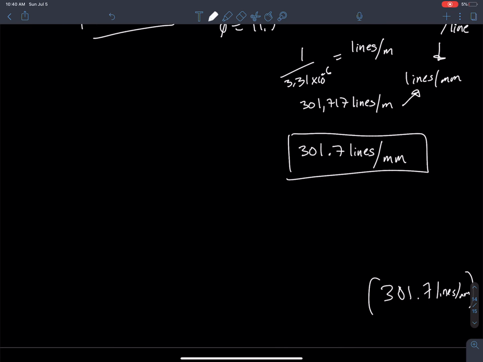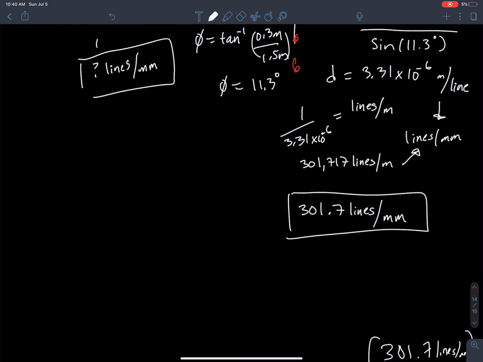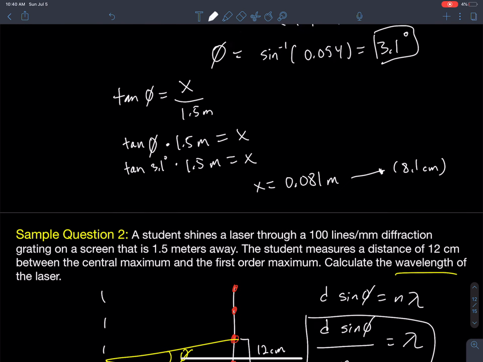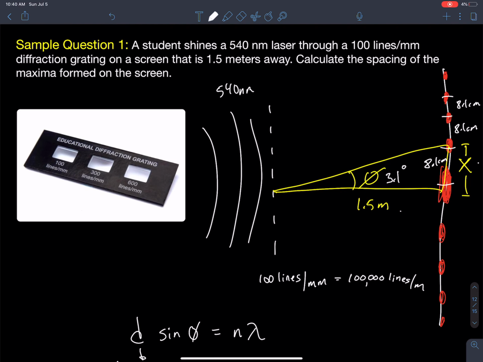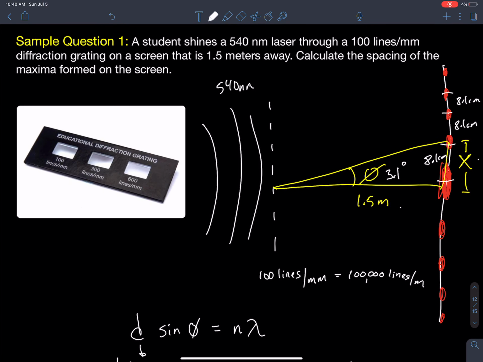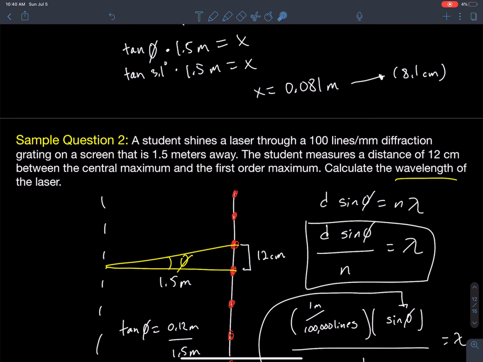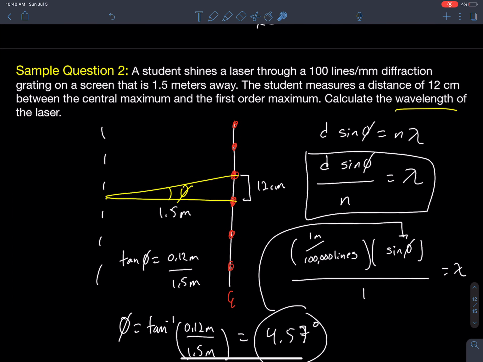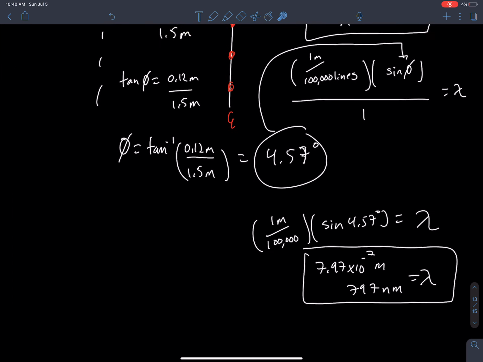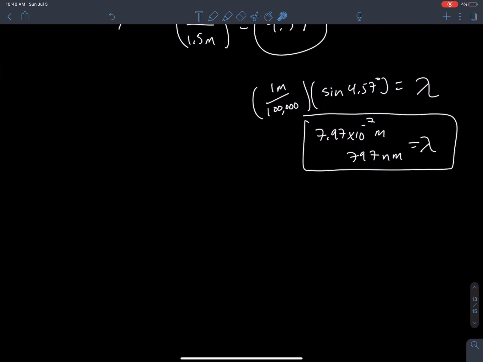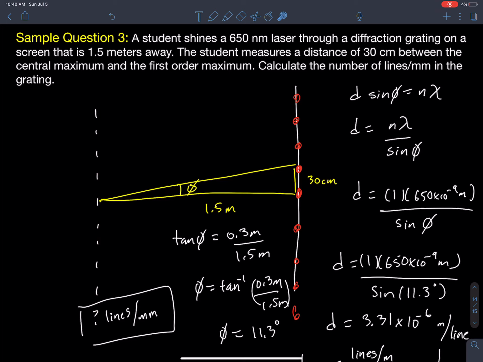All right, that's it. Just to summarize, here are 3 different classic problems for calculations of diffraction gratings. One calculation would be to calculate the spacing of the diffraction pattern that you would see. The second calculation would be using a diffraction grating to calculate the wavelength of a laser. This is often a student's IA. And number 3 would be to calculate the actual spacing of lines inside of a diffraction grating.